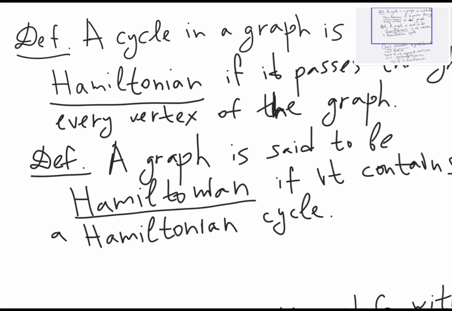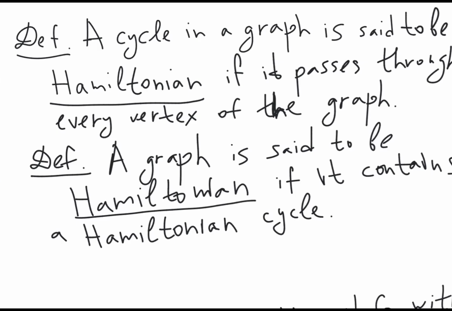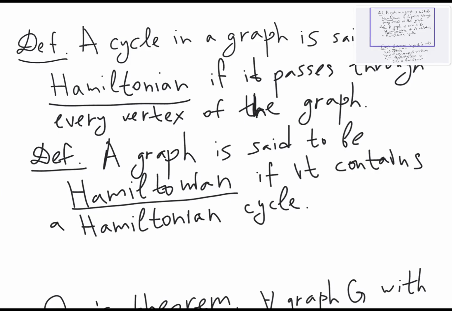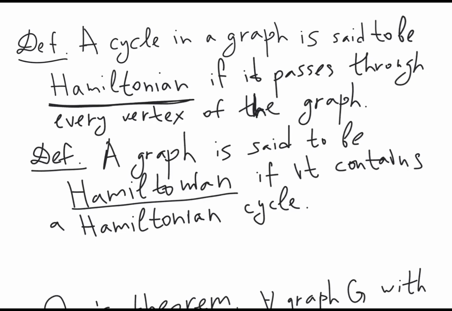A Hamiltonian cycle is a cycle in a graph that passes through every vertex in the graph, and so this is a Hamiltonian cycle, and the graph is called Hamiltonian simply if it contains a Hamiltonian cycle, at least one.